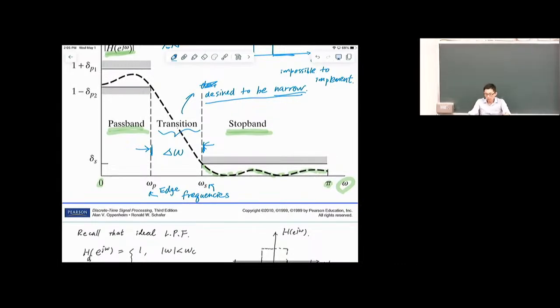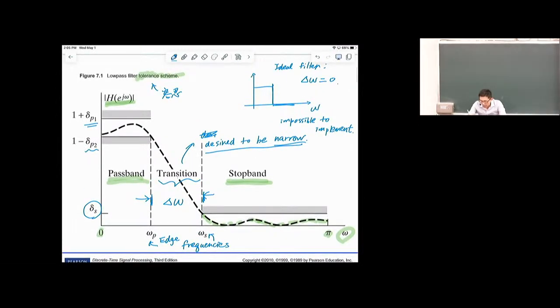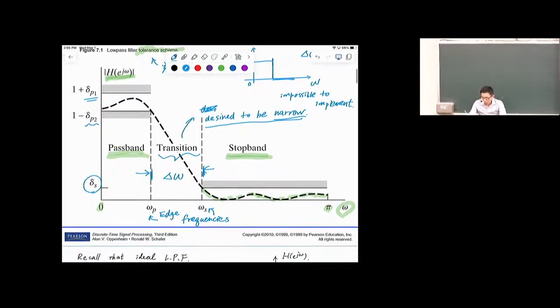And also we have a few parameters that use the Greek letter small delta. That's the tolerance we're talking about. Ideally we want to design a filter that has unity constant gain for passband and 0 gain for stop band. But in practice, what we end up with is that your FIR filter usually contains ripples.